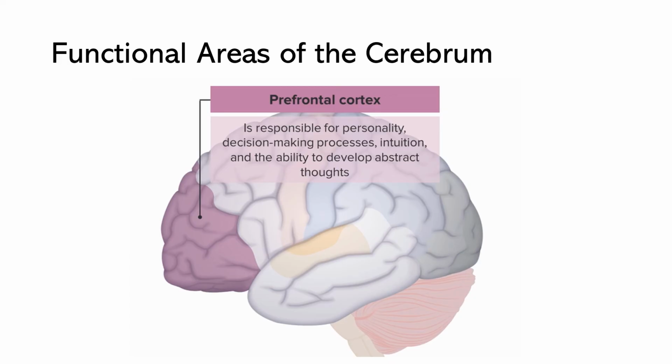Another association area is our prefrontal cortex. This one is responsible for your personality, your decision-making processes, your intuition, and your ability to develop abstract thought.